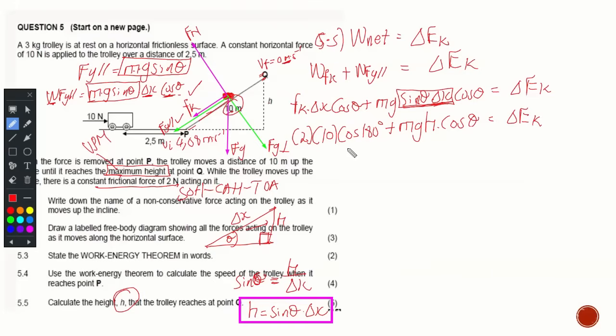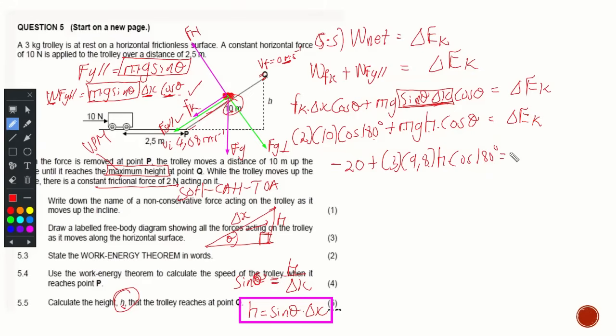We have 2 multiplied by 10, and then cos 180, which will give us negative 20. And then our mass here is what? 3 kg. Then our gravitational acceleration, 9.8. Then this is the height that we are looking for, so this is h. Then we're going to have cos what? 180 degrees as well, because we can see FG parallel is going in the same direction as FK. So therefore, they must also have the same theta there.